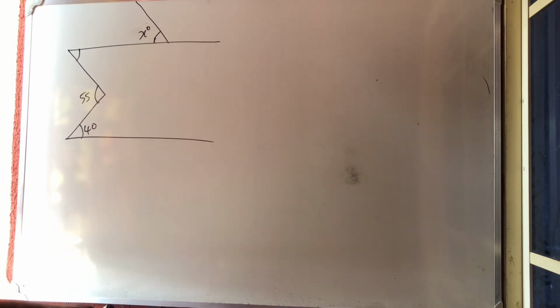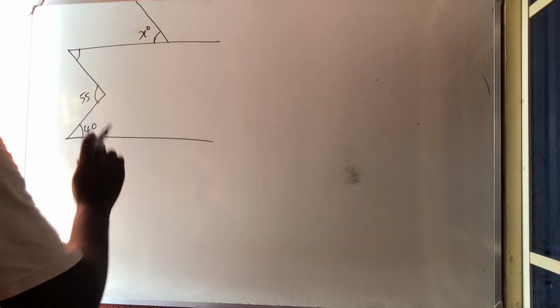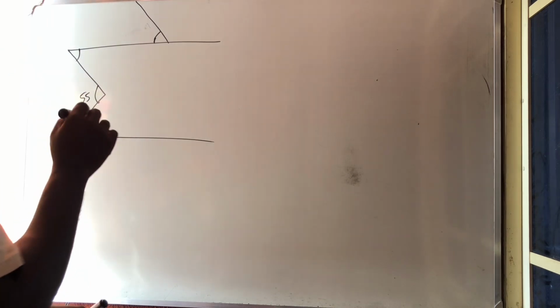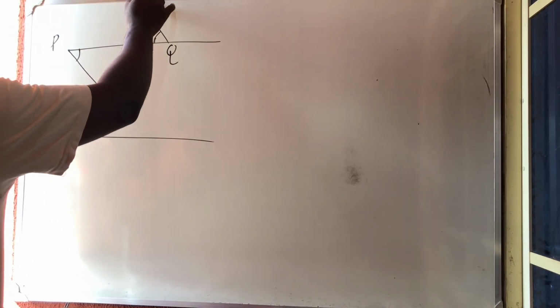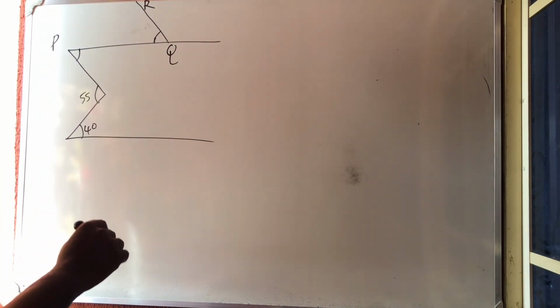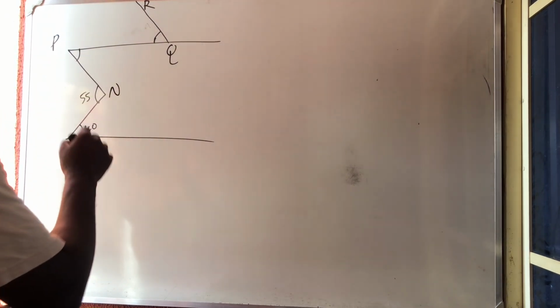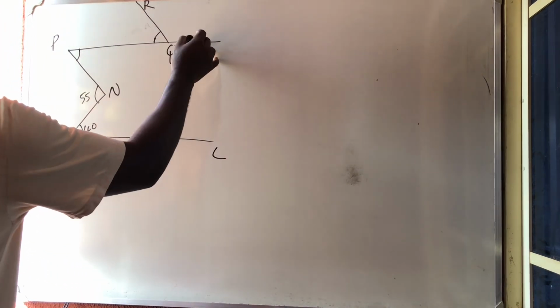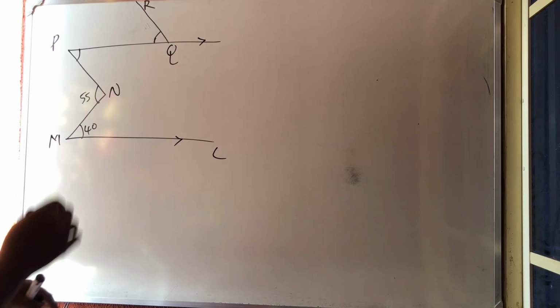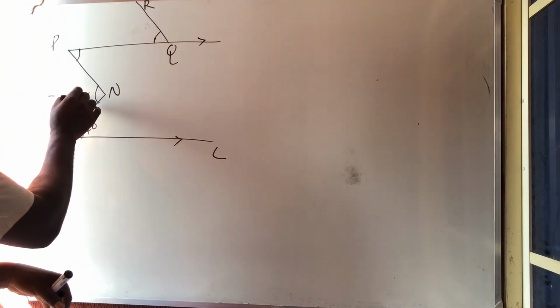Okay, find angle PQR. Sorry, they didn't say that here is X. This is PQR. They say we should find angle PQR. So here is N, here is M, and here is L. It's like here is parallel to here. As simple as that. Put your own parallel line because it's trying to form M.